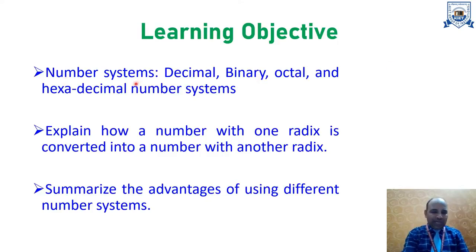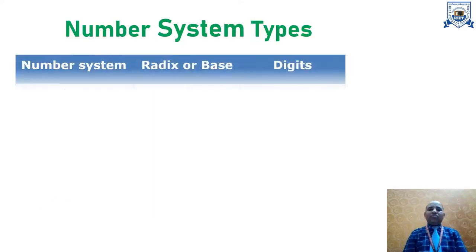As I am telling you, number systems are of different types, which means that we will be able to understand what the decimal, binary, octal, and hexadecimal number systems are. Then, in the second learning objective, we will be able to explain how a number with one radix or one base is converted into a number with another radix or another base. And then finally, we will be able to summarize the different advantages of using number systems. Now we move on to the next, number system types.